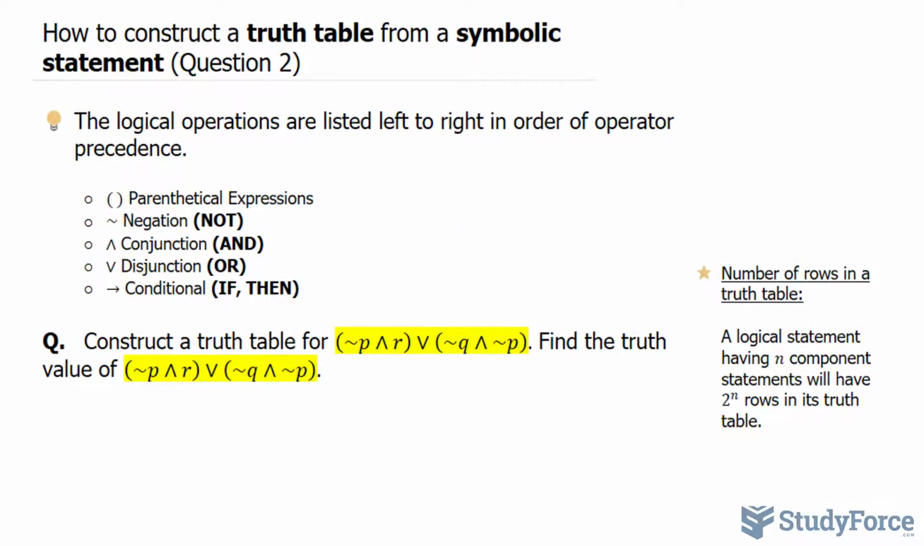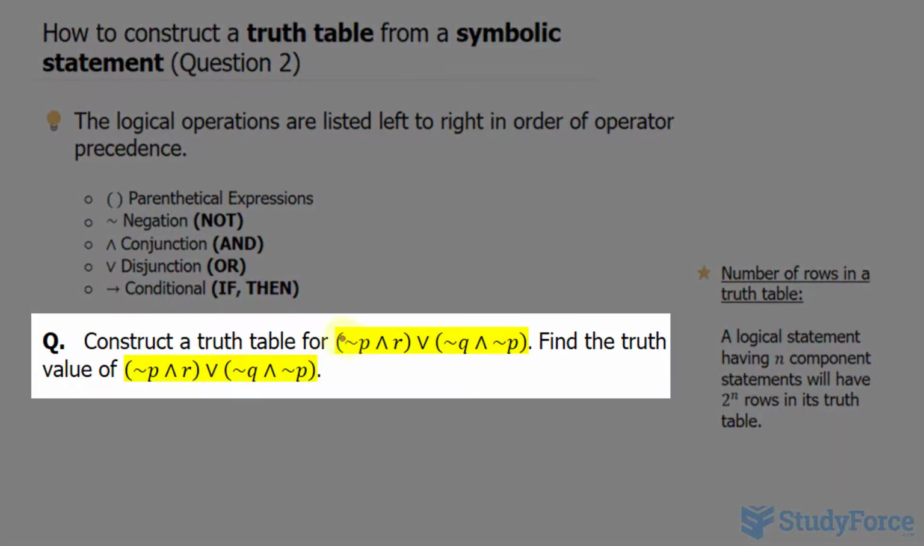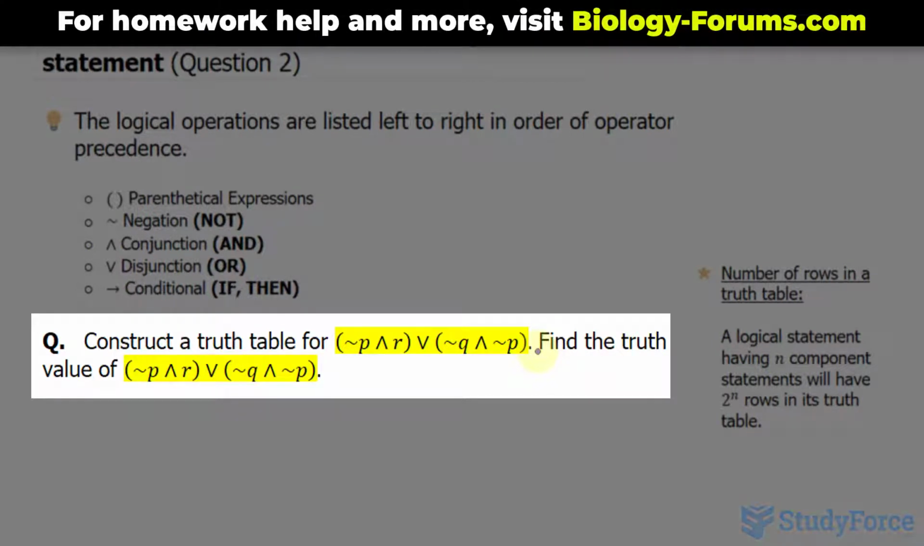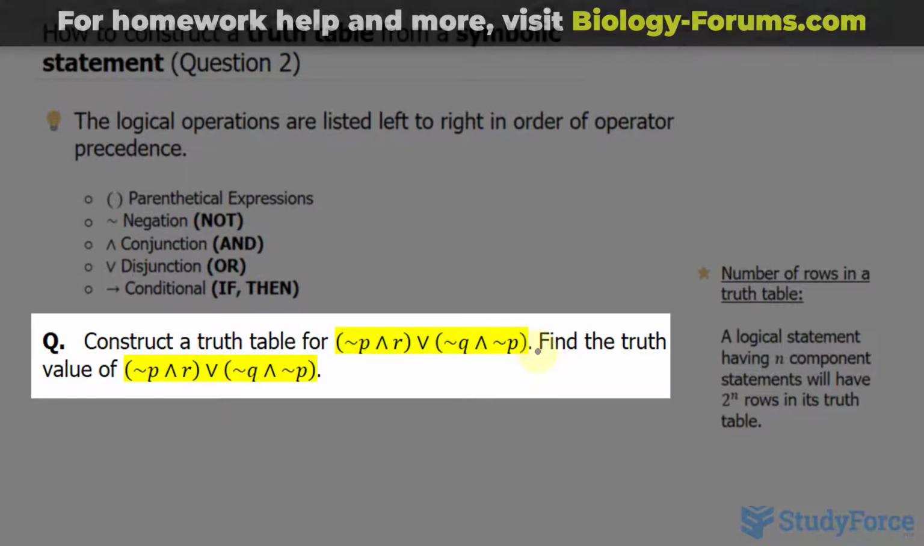In question 2 of this series, where we construct a truth table from a symbolic statement, this time our statement is shown right here, and we have to come up with the truth table and find the truth value of this particular statement. So let's understand this statement and see what these symbols mean.